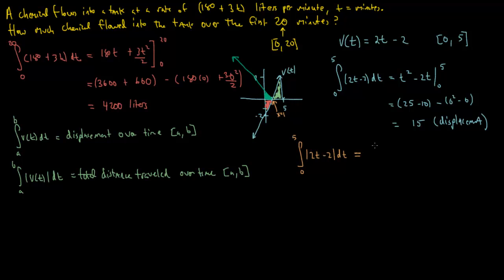So we have to break this definite integral into two pieces. From 0 to 1 of the absolute value of 2t minus 2, plus the definite integral from 1 to, what was the endpoint? 5, of the absolute value of 2t minus 2 dt. Now that was a property we discussed in a previous lecture.